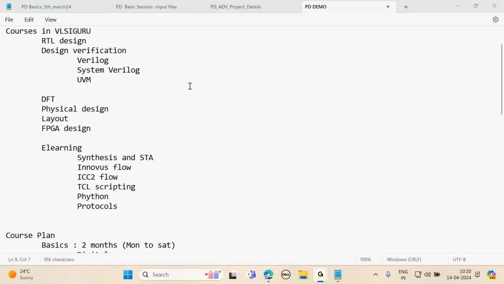No, no, it's totally different. Design verification is a separate tool. The course itself is totally different.